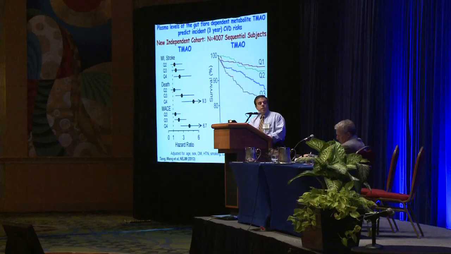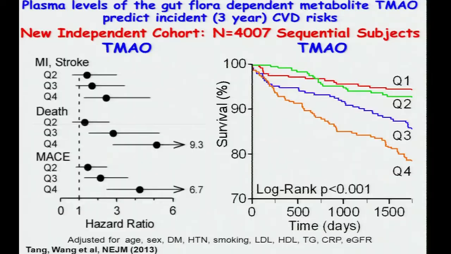More recently, we've extended this to an alternative independent cohort that we followed over time, who went on to develop heart attack, stroke, or death. And what we see is that baseline levels are predicting future risks of myocardial infarction, stroke, and death.